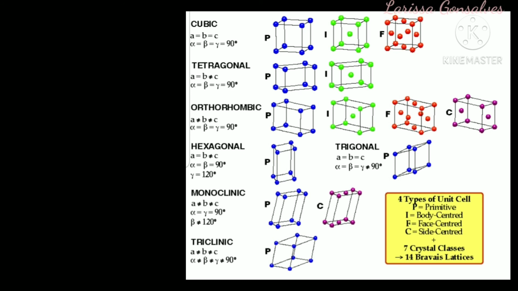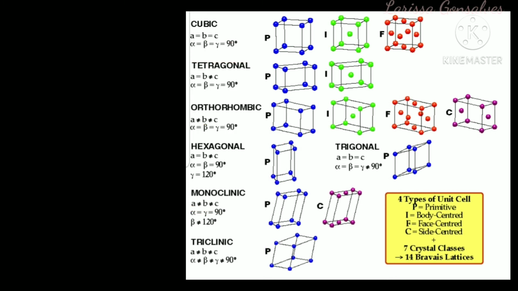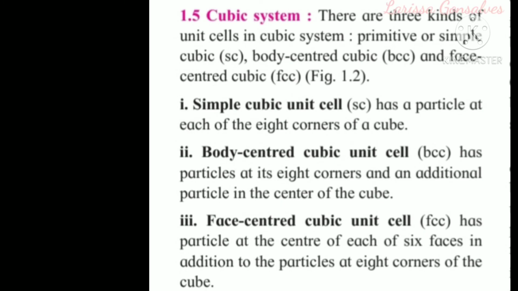The 7 crystal systems are namely cubic, tetragonal, orthorhombic, rhombohedral, monoclinic, triclinic and hexagonal systems. We are already aware of the cubic systems. We know that there are 3 kinds of unit cells present in the cubic system, that is primitive or the simple cubic, which is also called SC. Then you have the body-centered cubic, that is BCC, and the face-centered cubic, that is FCC.